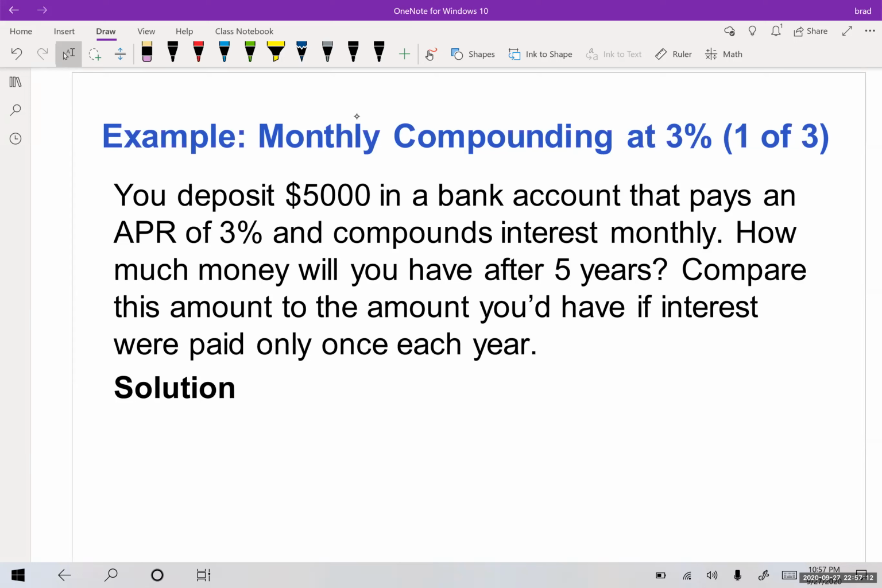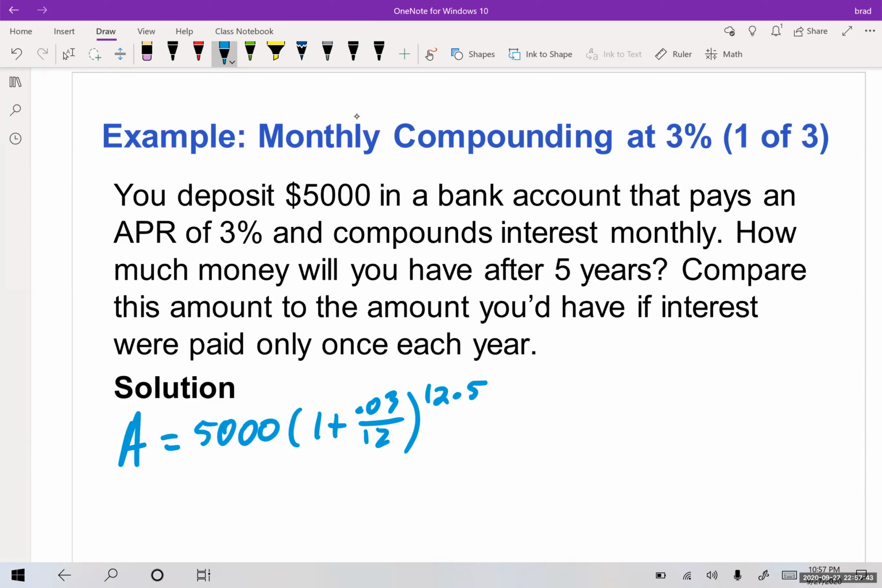So let's take a look here. Let's do after 5 years. We're going to do the first part of this problem, and then we'll do it only once per year. It says you deposit $5,000 in the bank, so our initial investment, our principal, is $5,000. And then we do 1 plus 0.03 divided by, now they said we're compounding it monthly. There are 12 months in a year, so that's 12 times per year. Then we do 12 times the number of years, which is 5.